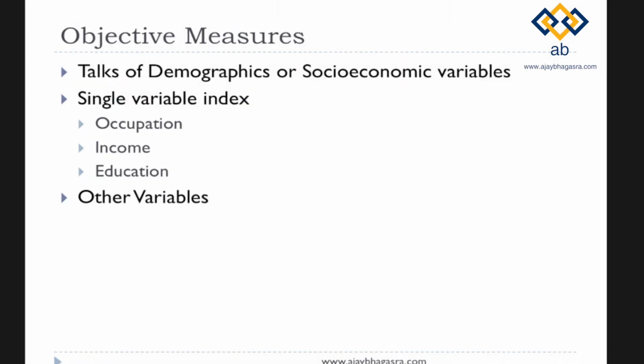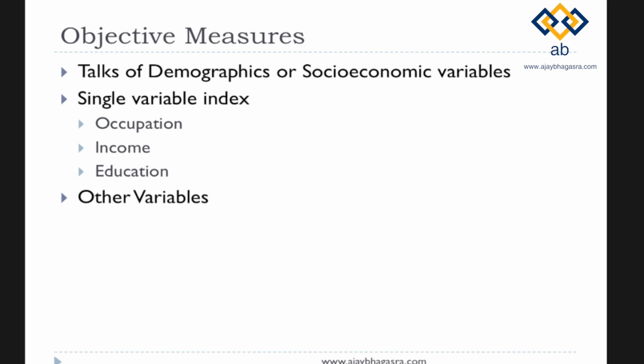Then we talk of objective measures. Objective measure is something wherein the status factors are taken into consideration. The primary factors which are used to decide the status, which further is used to decide the social class, are taken as a factor, and that is called an objective measure. So when you are deciding the class of an individual by looking at their occupation, income, and education, that is called an objective measure. Now, there are two types of objective measures here.